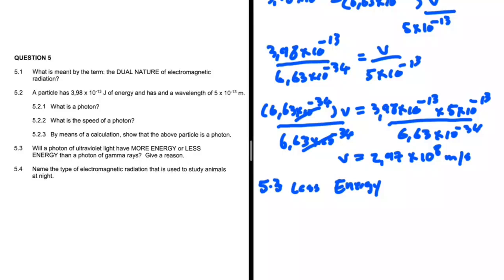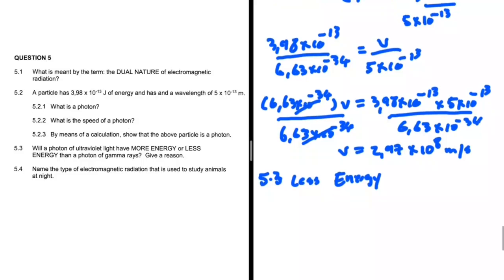We can say that gamma rays have a higher frequency compared to ultraviolet light. If you don't want to talk about frequency, you can say that gamma rays have a smaller wavelength compared to ultraviolet light. The smaller the wavelength, the higher the energy. That is 5.3. Let's go ahead and take a look at 5.4. So 5.4, name the type of electromagnetic radiation that is used to study animals at night. Well, leave a comment and tell me what the answer to 5.4 is. What do you think is the answer to 5.4?